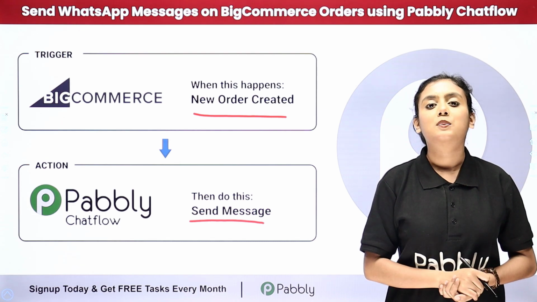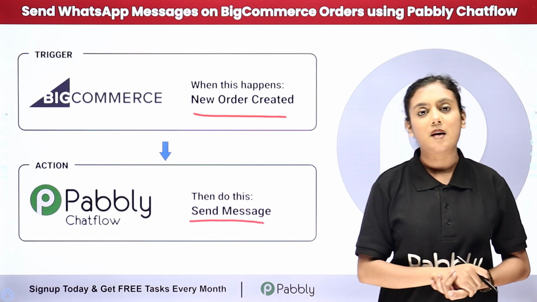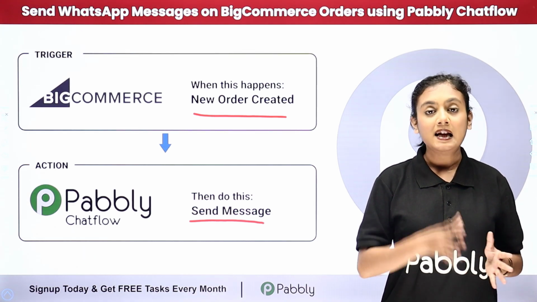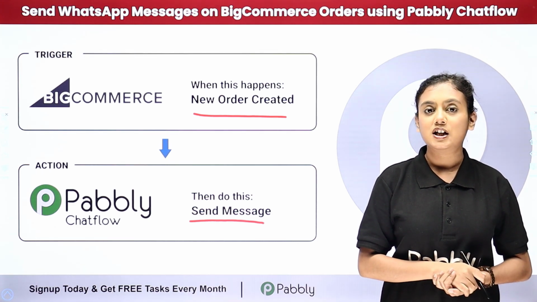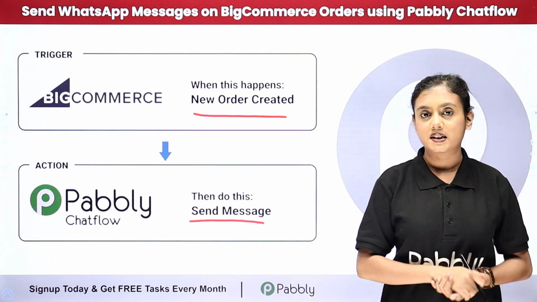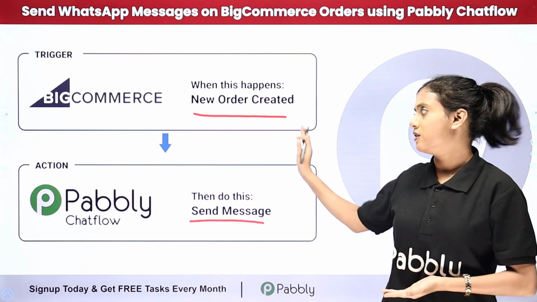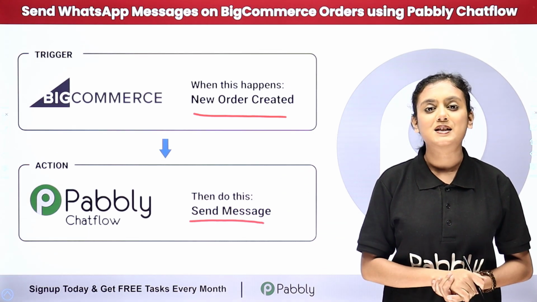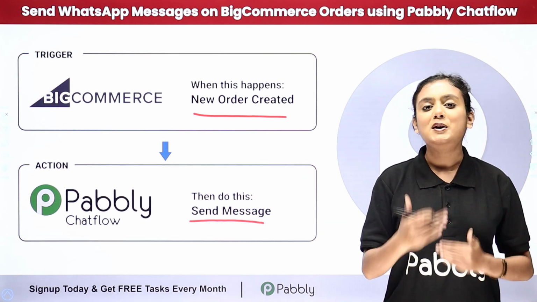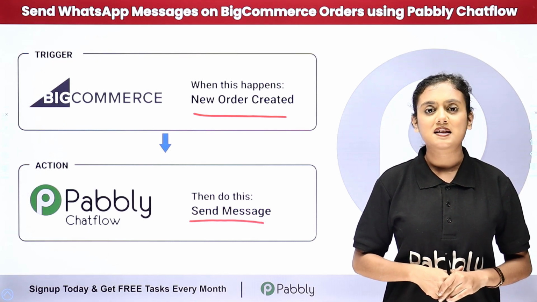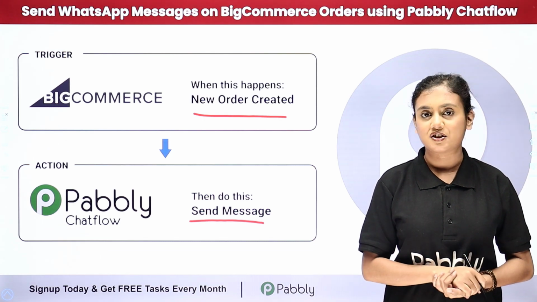Now I'm going to send the WhatsApp messages with the help of Pabbly Chatflow. Pabbly Chatflow is a newly launched product by Pabbly that helps us to create efficient communication between us and our customers via WhatsApp messages. Now sending these WhatsApp messages manually after the new order is created is very time consuming. So I've simply automated this entire process with the help of Pabbly Connect, which is an amazing automation and integration software.